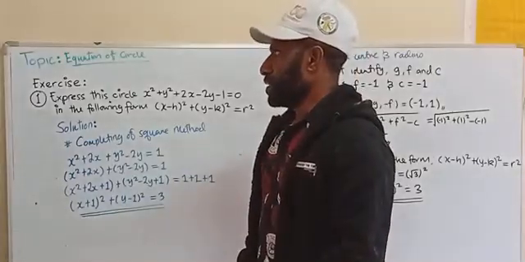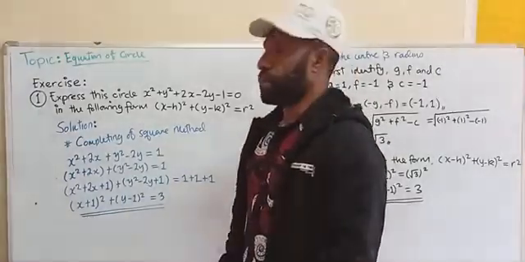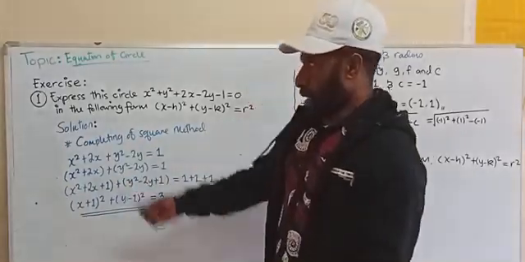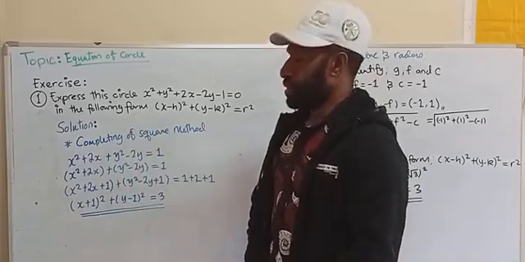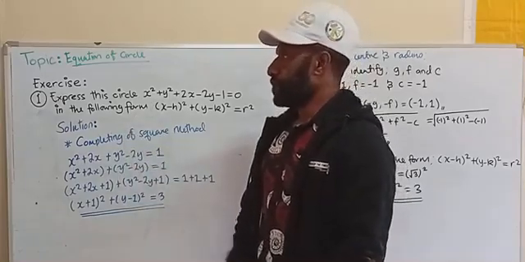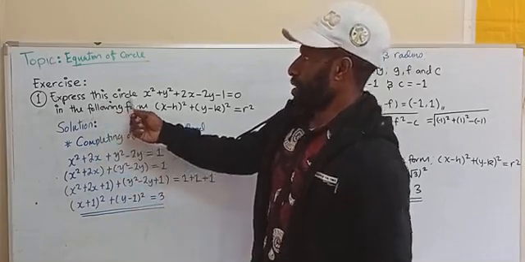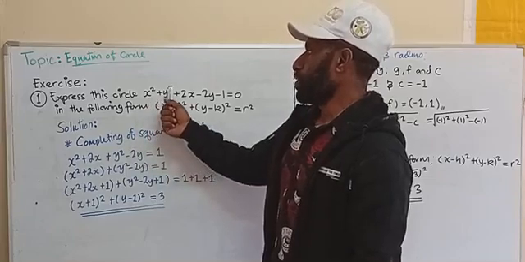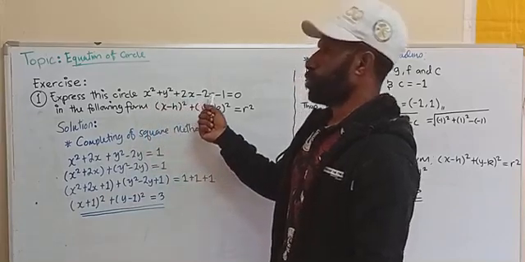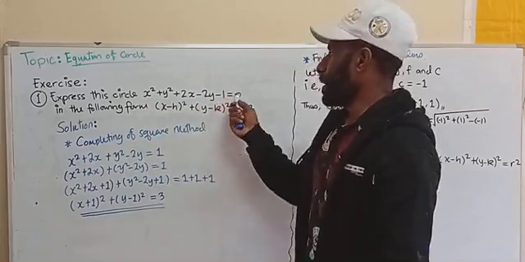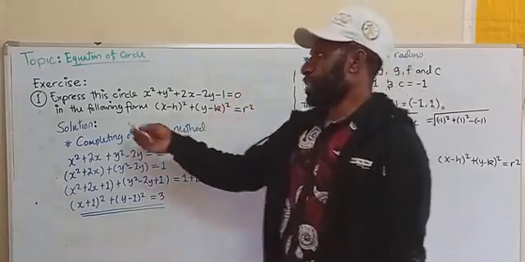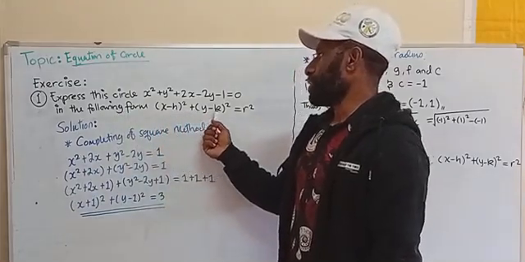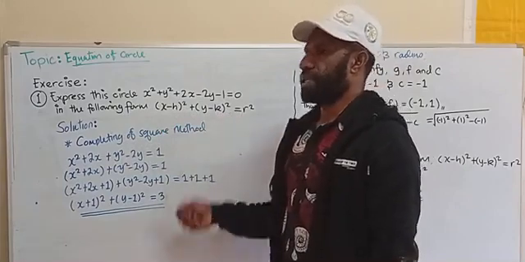Let's look at some questions on the equation of a circle. Question number one: express this circle x squared plus y squared plus 2x minus 2y minus 1 equals 0 in the following form, which is (x minus h) squared plus (y minus k) squared equals r squared.